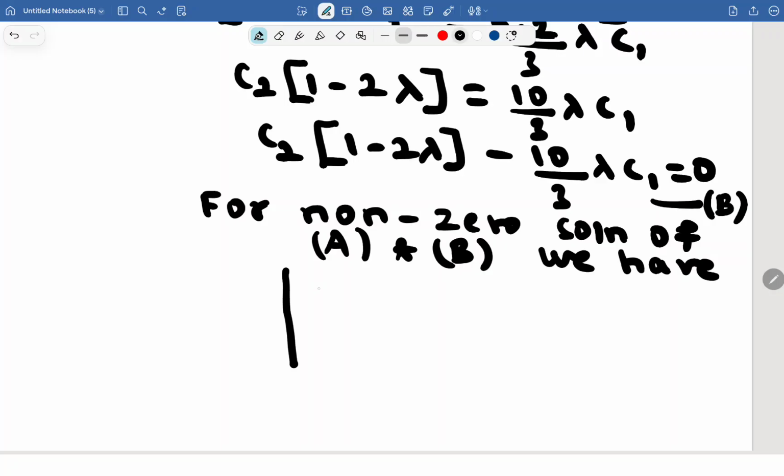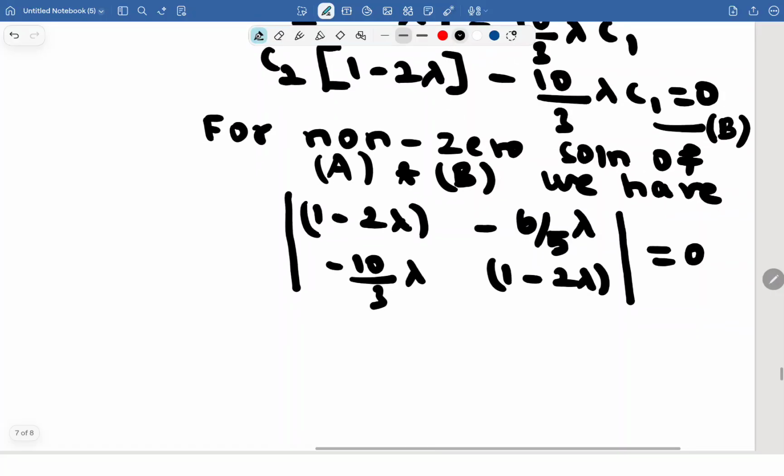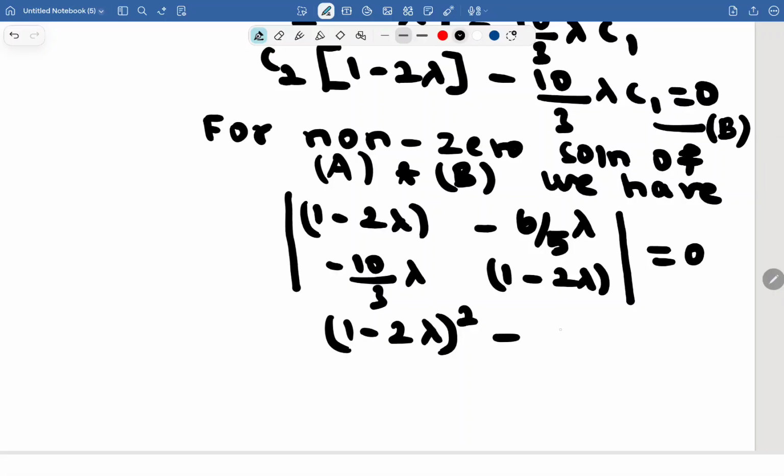C1 coefficient from the equation A, 1 minus 2 lambda. Coefficient of C2 from A, minus 6 by 5 lambda. From B, coefficient of C1, minus 10 by 3 lambda. 1 minus 2 lambda, coefficient of C2 from B. This is nothing but equivalent to 0. Simplify, 1 minus 2 lambda square minus 60 by 15 lambda square equivalent to 0.